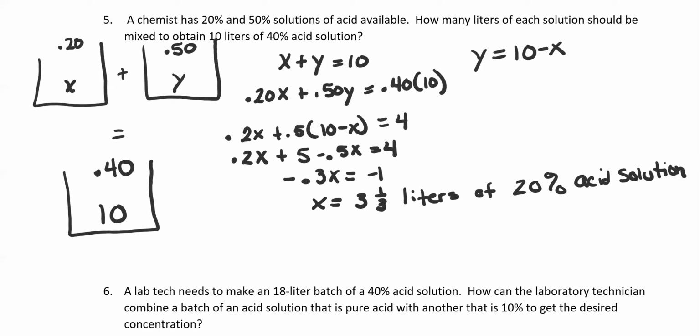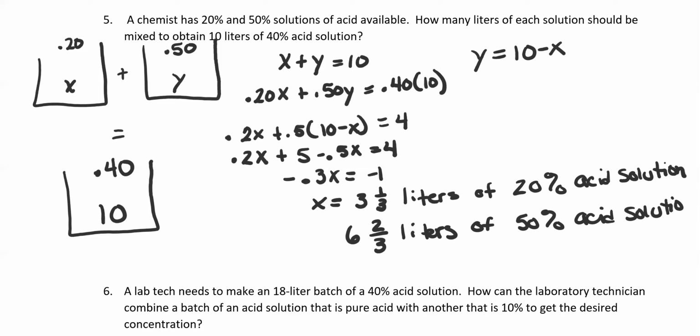We can solve for y. X plus y equals 10. So that's going to be 6 2/3 liters of 50% acid solution. All right, let's try another one.